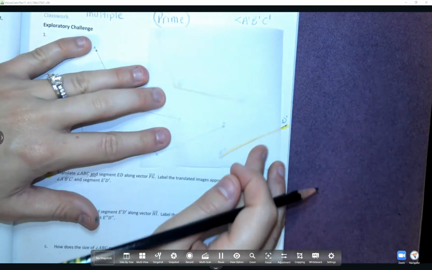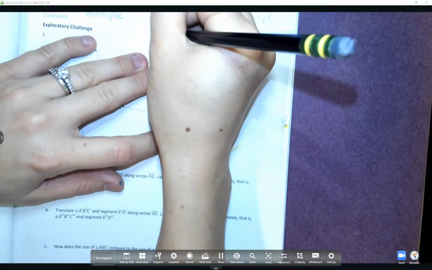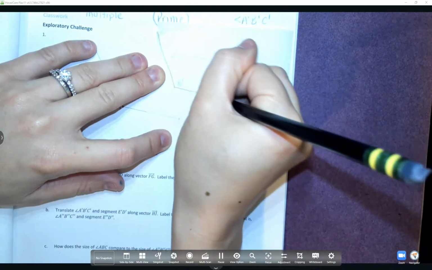So again, we're taking our translated images. I'm going to try to do it lightly so it's not as hard to erase.